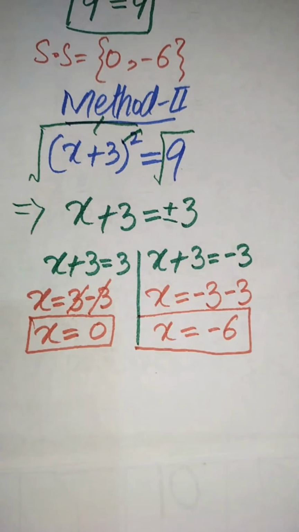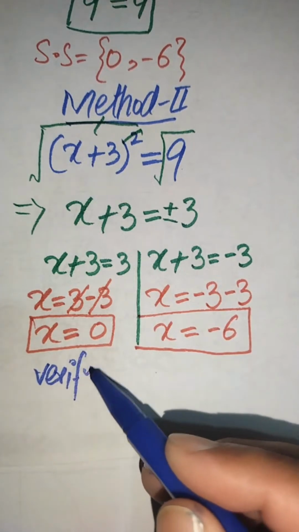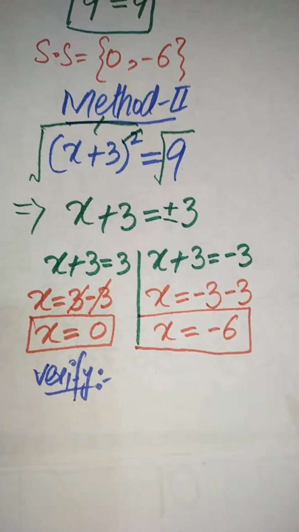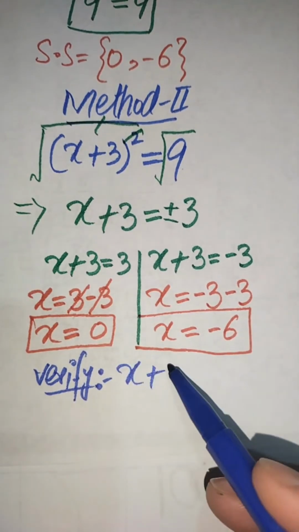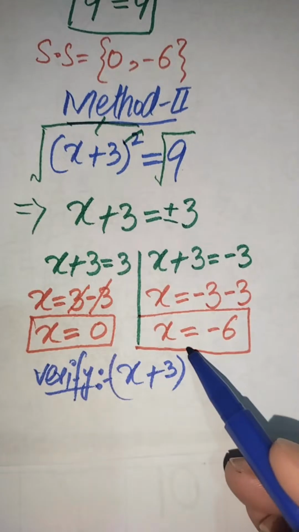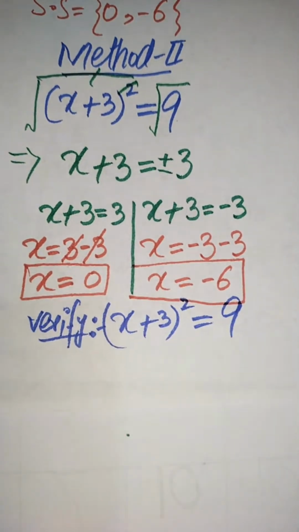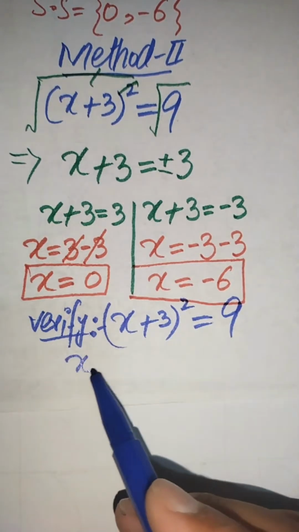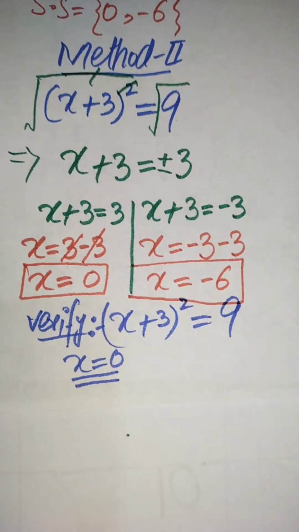And in the next step we need to verify whether these values of x satisfy our given question statement or not. So for verification of this, we need to copy down the given question statement here, and it is (x + 3)² = 9. So this is our given question statement, and in this side first we will verify x = 0. So it means that we need to substitute x = 0 on both of the sides of this equation.